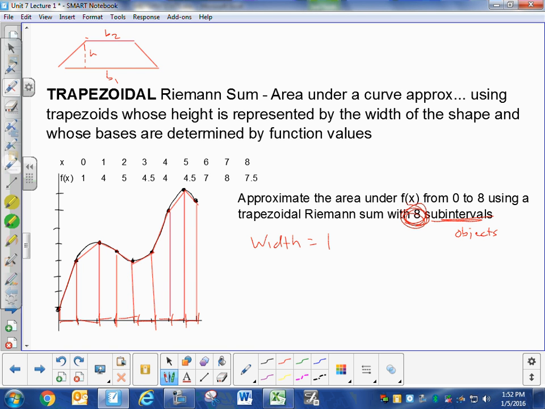Now, does anybody remember the area formula for a trapezoid from geometry back in freshman year? B1 plus B2 times the height. That's exactly right. Excellent, Mr. Buckner. Keep doing that. Sorry. I got it right this time. The area formula of a trapezoid is 1/2 my height times the sum of my bases.